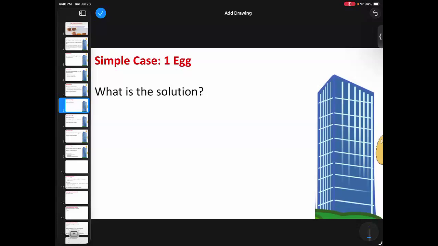Yes. So on and so forth until it cracks. There's really nothing else we can do. The proof is very straightforward. If you drop it on floor 2 and it cracks, then it might have cracked on floor 1 and you won't know. So the one egg case is really not that much of a challenge.